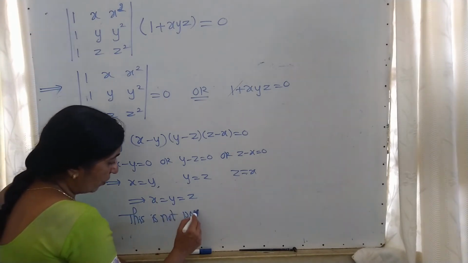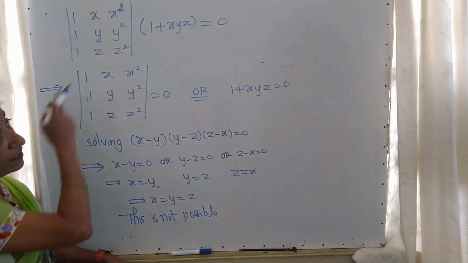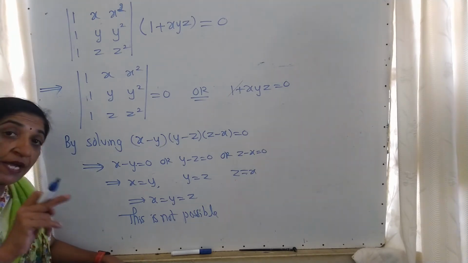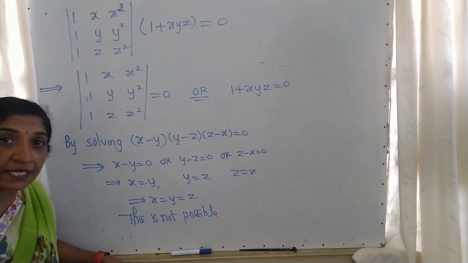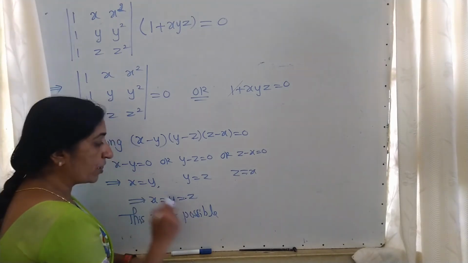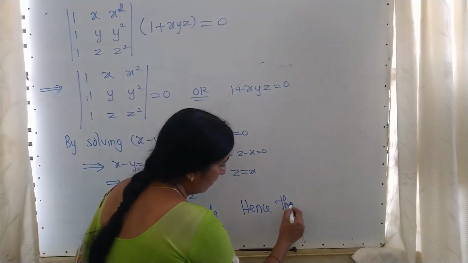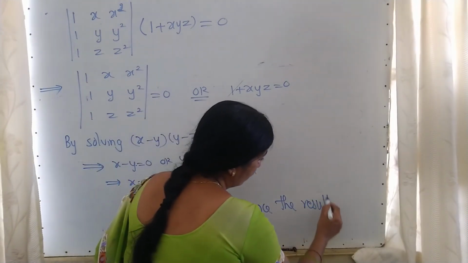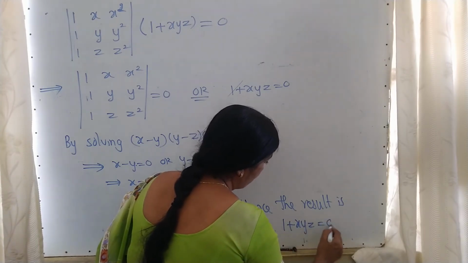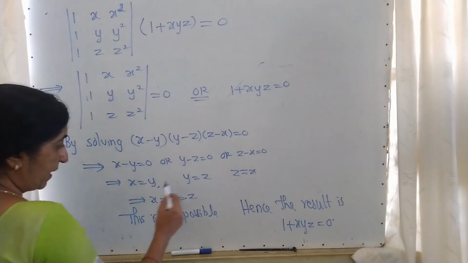This is not possible because, read the statement in this question. It is given that x, y, z all are different. But here we got they are equal. That's why this is not possible. Hence, the result is 1 plus xyz is equal to 0. Understood? So, for your information, I explain all these steps.